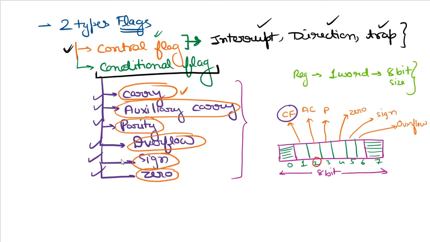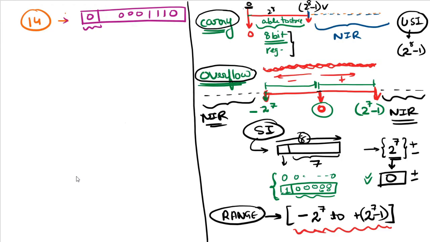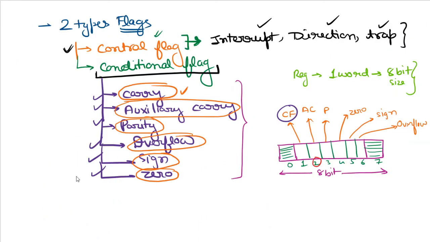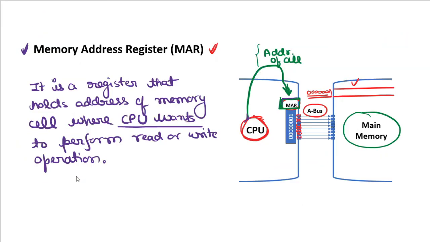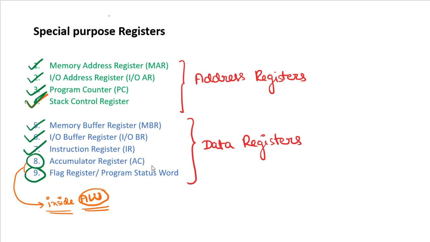Overflow and snag. Right. So let's proceed with our discussion. All the special purpose registers are already covered, right? Yes, we have discussed the accumulator register and the flag register. We also discussed the different flags that are present in the flag register, right? So we are good here.